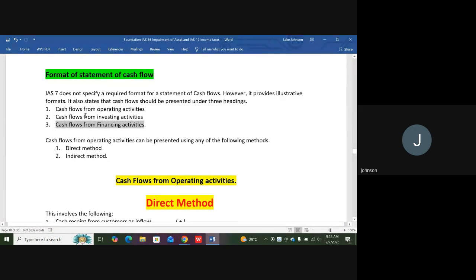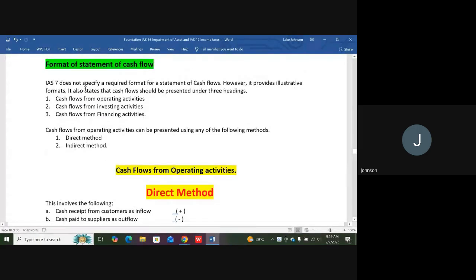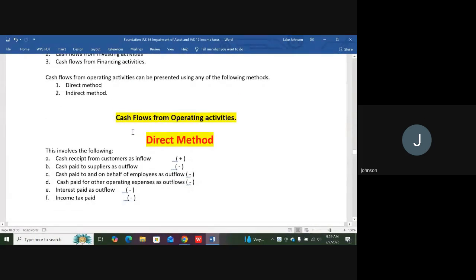Then there are 2 methods of doing all this. They must have operating activity, they must have investing activity, they must have financing activity. But the way you do your operating activity is what differentiates direct method from indirect method. So from next class, which is going to be tomorrow, we are going to look at the different methods of carrying out our cash flow statement. That's what we're going to do from next class. We're going to start from the methods, right?